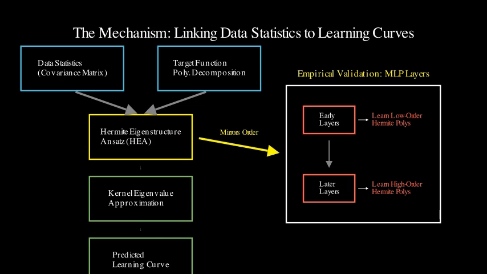With an estimate of the eigenspectrum, the paper leverages standard kernel regression theory to predict the learning curve, test risk as a function of sample size, without actually training the kernel regression model. It also establishes a fascinating connection to how MLPs learn. Early layers learn low-order Hermite polynomials, progressing to higher-order polynomials in later layers, mirroring the order predicted by the HEA.